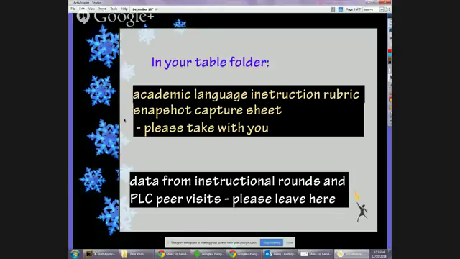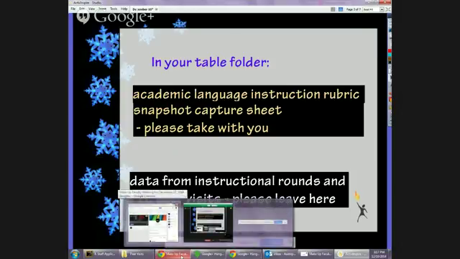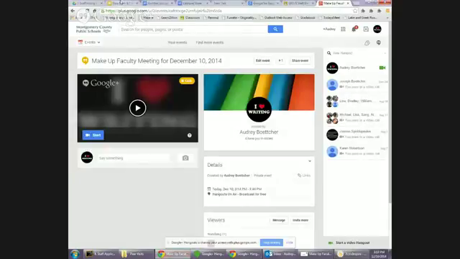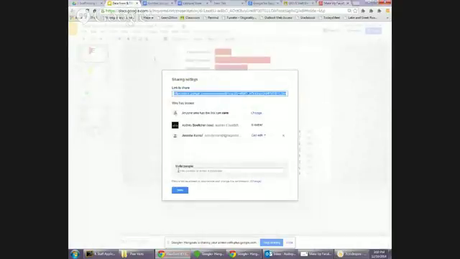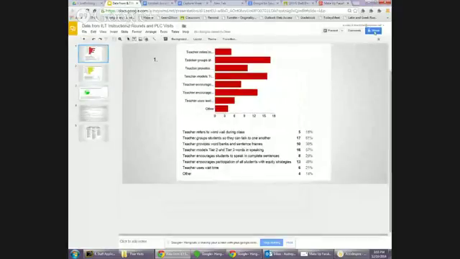The second piece of data that we would like you to look at is in a slides presentation that you need to pull up from Classroom. And I need you to complete a capture sheet alongside this data from instructional rounds and the data from peer visits. And I'll show you what that looks like. Right here, this is the Google Slides presentation and I'll introduce you to the data you're looking at.